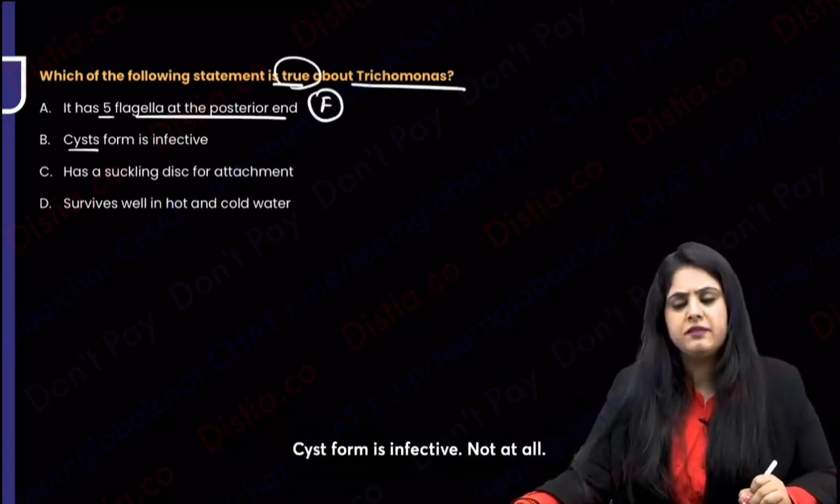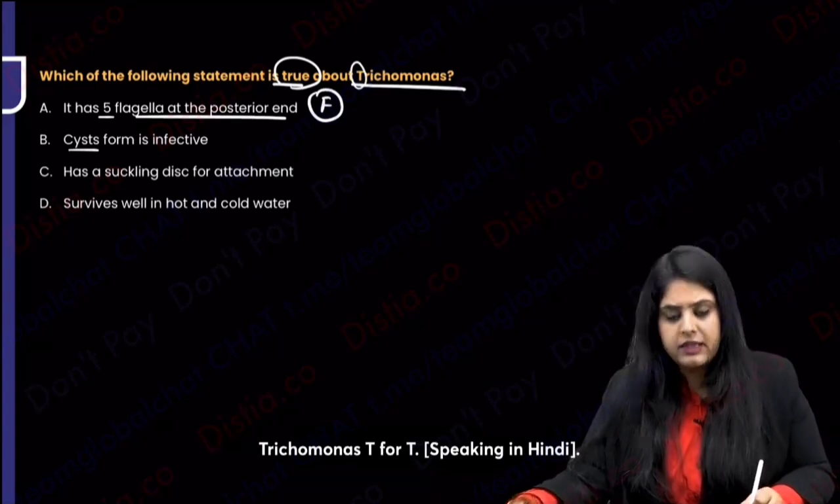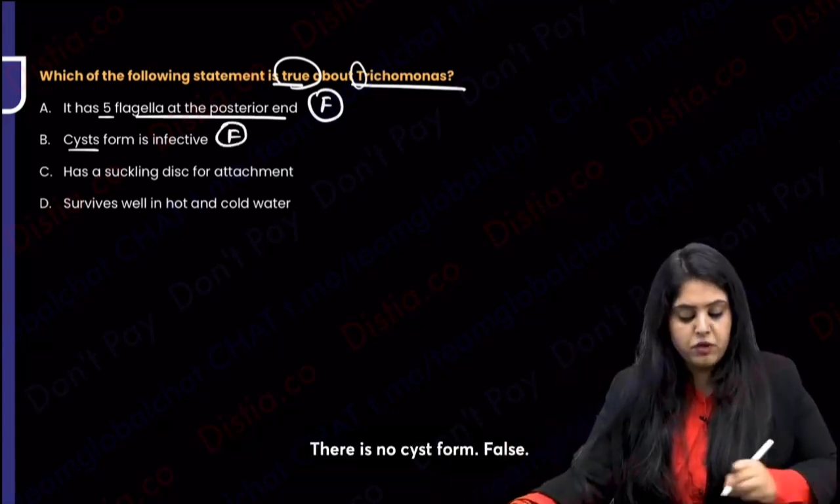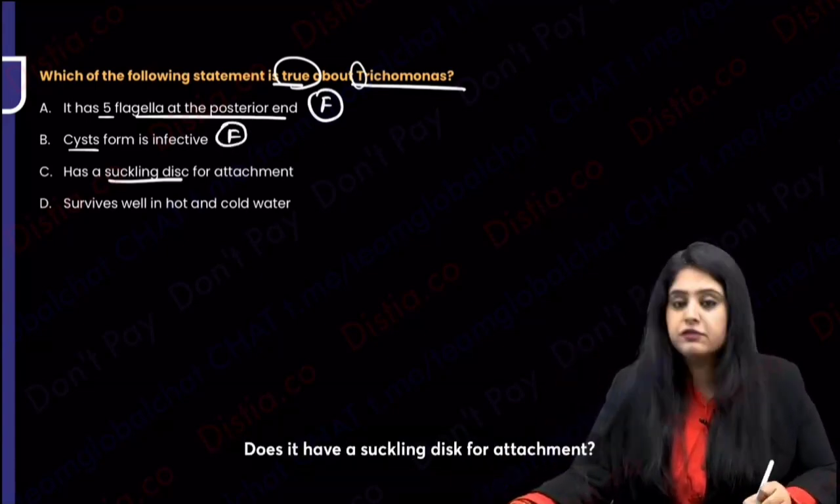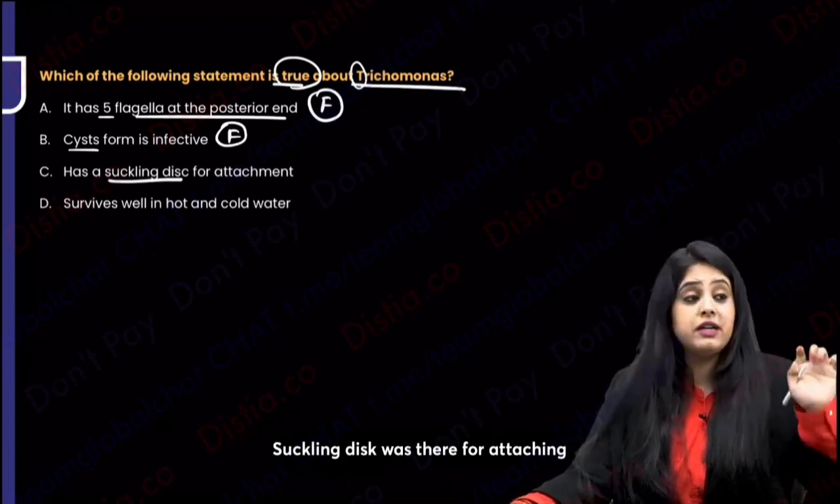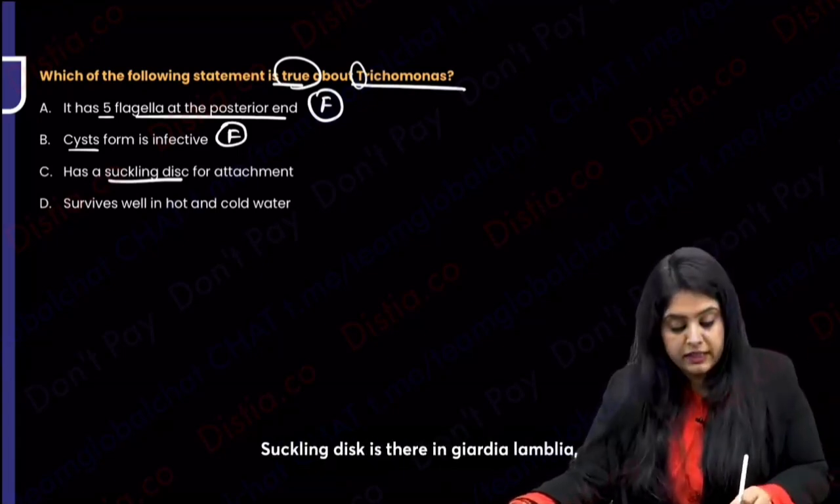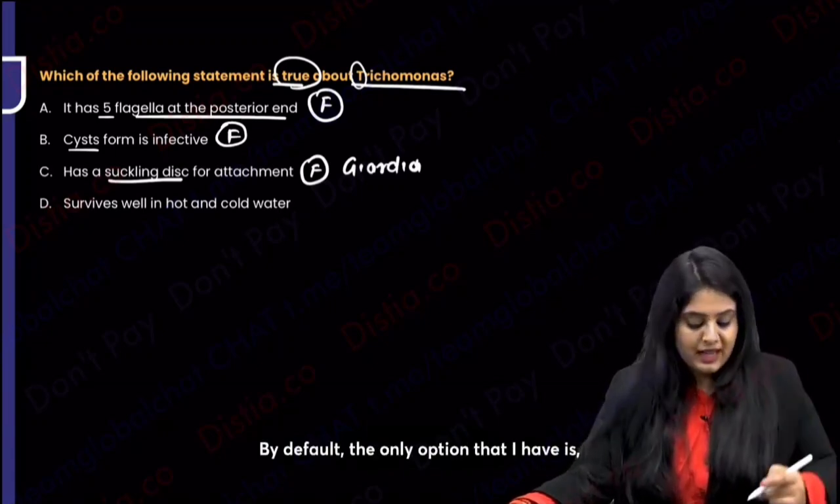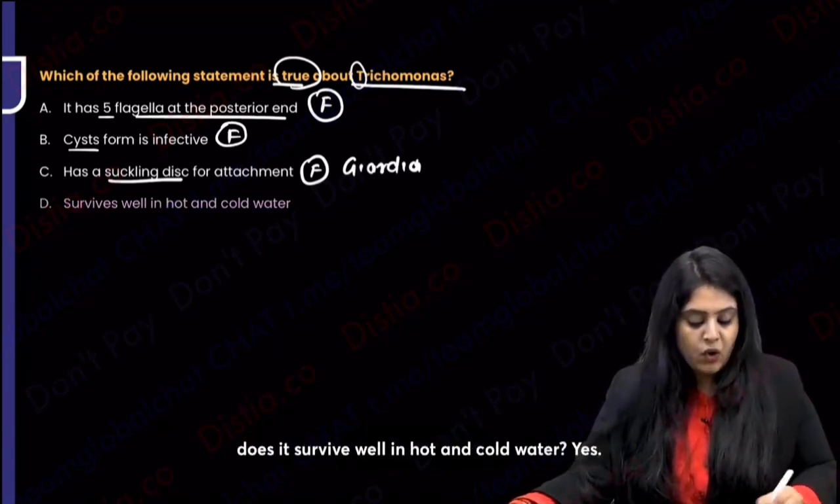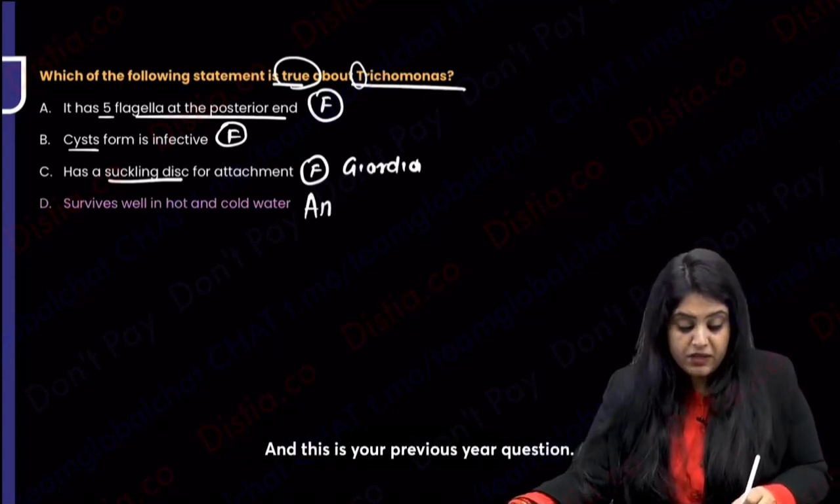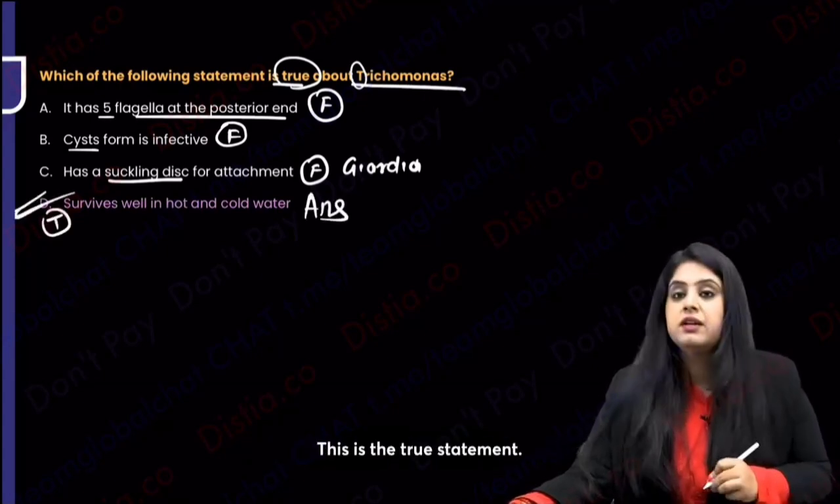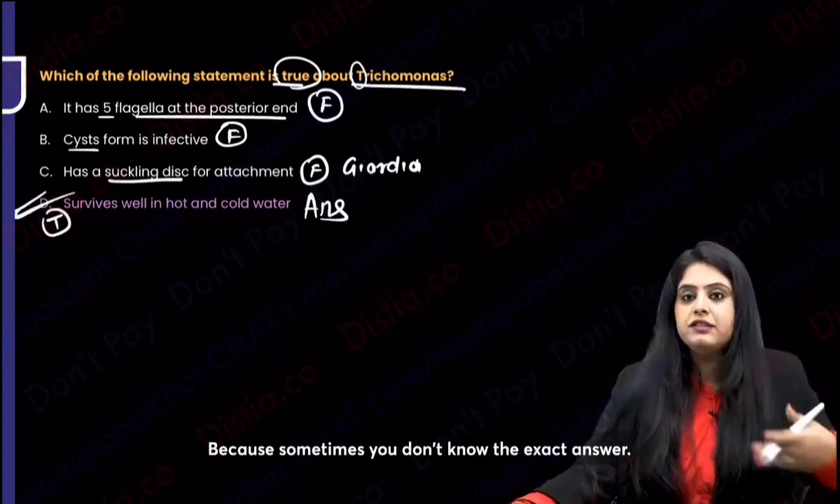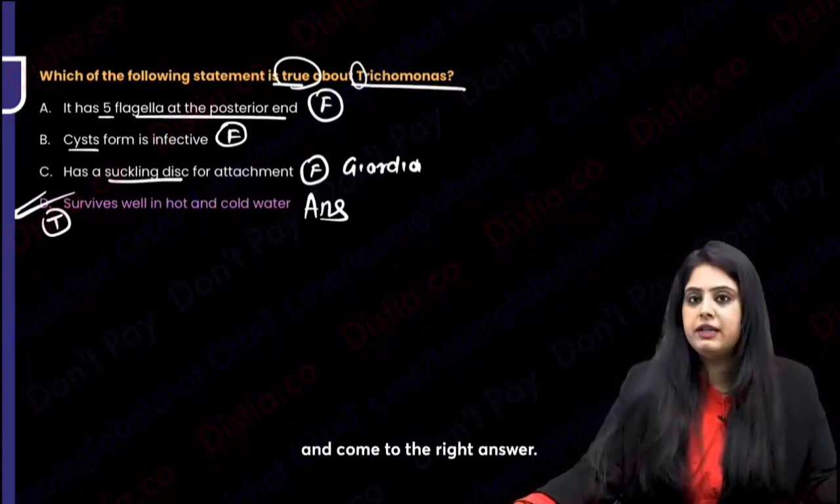Cyst form is infective. Not at all. Trichomonas, T for T. There is no cyst form. False. Does it have a suckling disc for attachment? Suckling disc was there for attaching to the Dadaji duodenum. Suckling disc was there in Giardia lamblia. So this is also false. By default, the only option that I have is, does it survive well in hot and cold water? Yes. And this is your previous year question. This is the true statement. Because sometimes you don't know the exact answer, you rule out the other options and come to the right answer.